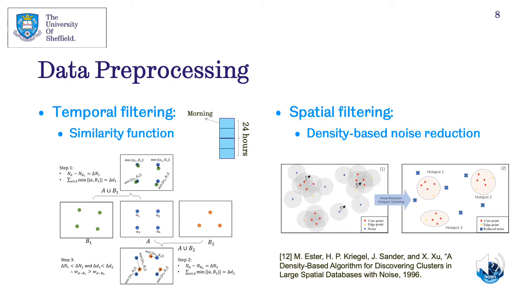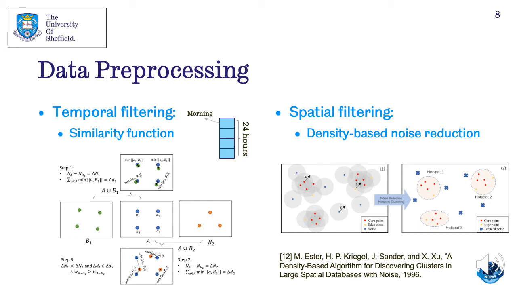Like in the midnight, there are very few users, but in the rush hour there are many users running everywhere. So that's a difference. We need to reduce some noise points to increase the similarity between different patterns. So what we use is a density-based noise reduction called DBSCAN. I'll give you a reference below.